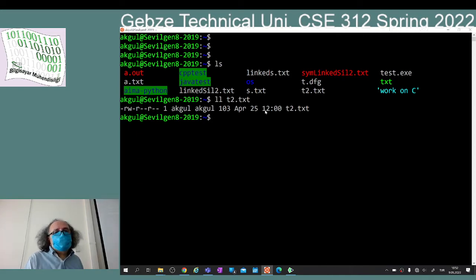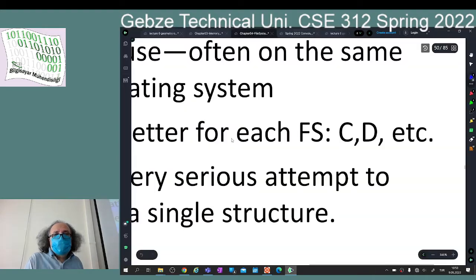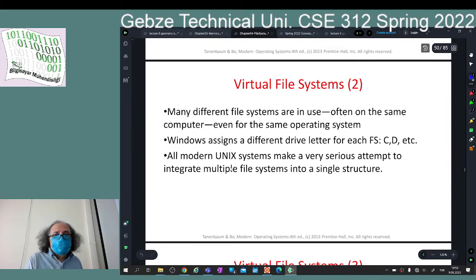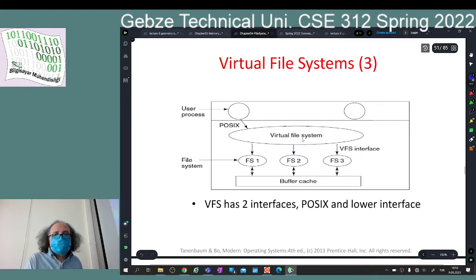that this file belongs to an inode-based file system. But in fact, I know that this file is stored on my C drive, and my C drive is formatted as an NTFS file system. How does it happen? So that's the idea of the virtual file systems.